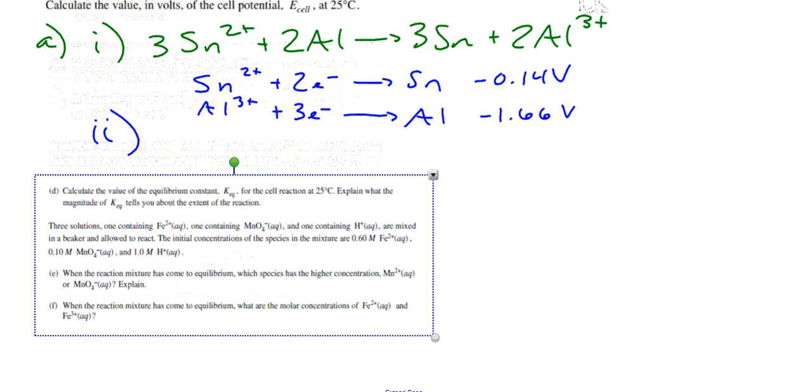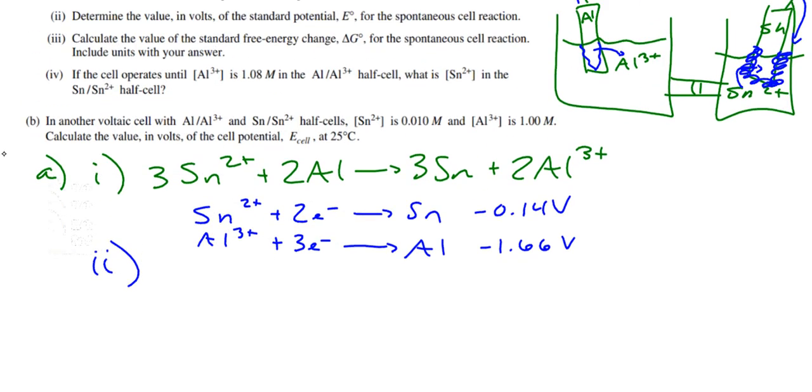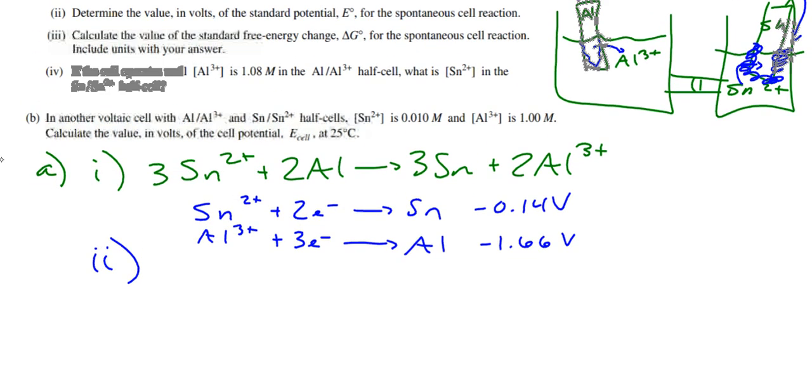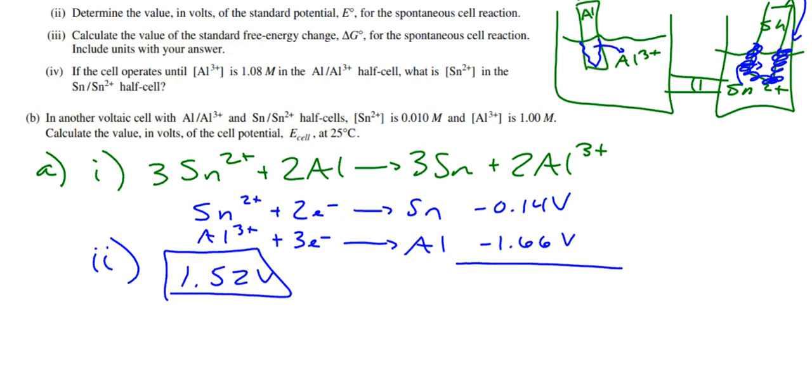Isn't this from the last problem? So which one do I flip? I flip that one. So my answer, if I add it all together, would be 1.52 volts, right? I flip that one, right? I got to flip it. Yep. 1 point. Potential's got to be positive, guys. That's the key to that.